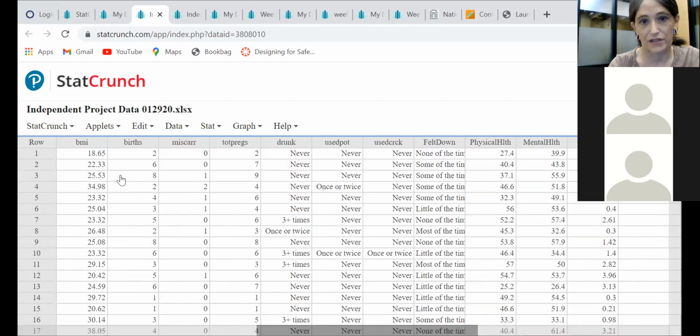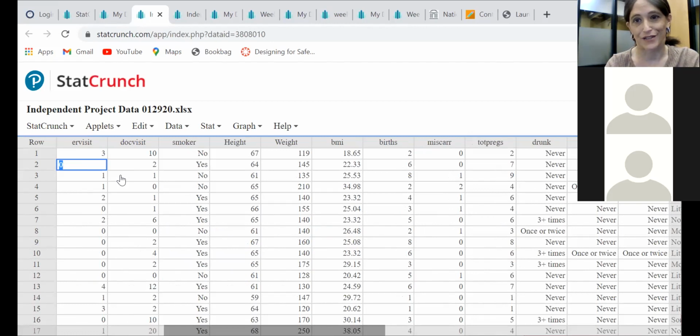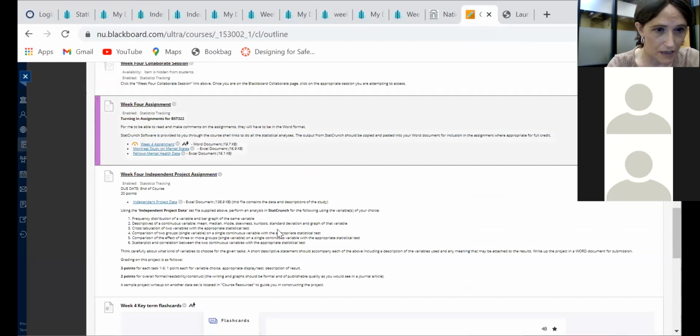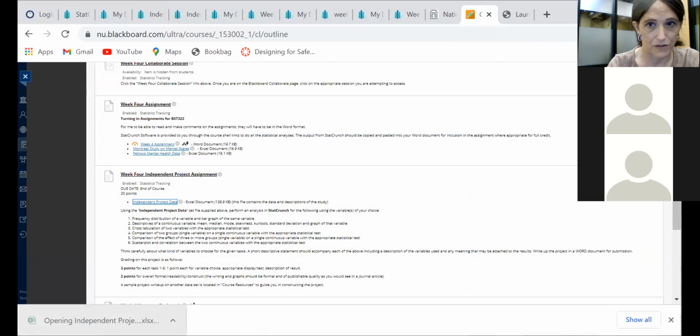But it's always a good idea to have a code book with the data. And there is a code book, but it's not actually accessible to you when you're looking at it in StatCrunch. So if you go to the original data and go to independent project data, and it doesn't really instruct you to do this, so I wanted to make sure you know this. Not that it matters that much, because you could always pick variables you did know what they were.